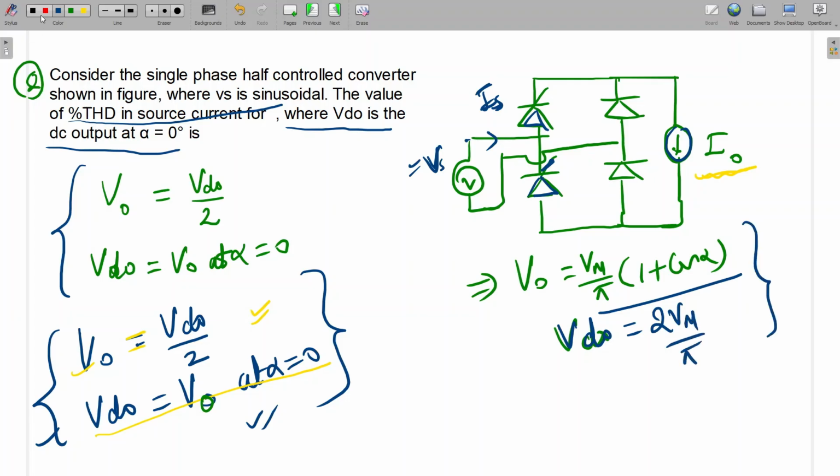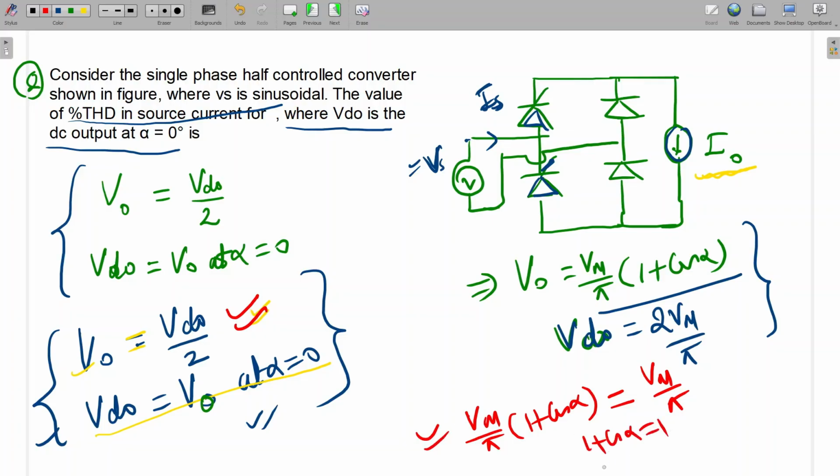Now with this relation, we can calculate the value of alpha. V0 is equal to Vd0 by 2, so Vm upon pi into 1 plus cos alpha is equal to Vd0 by 2, which means Vm upon pi. From this equation, we can calculate alpha. 1 plus cos alpha is equal to 1, so cos alpha is equal to 0 and alpha is equal to 90 degrees. From this 90 degrees, we can calculate the value of THD.